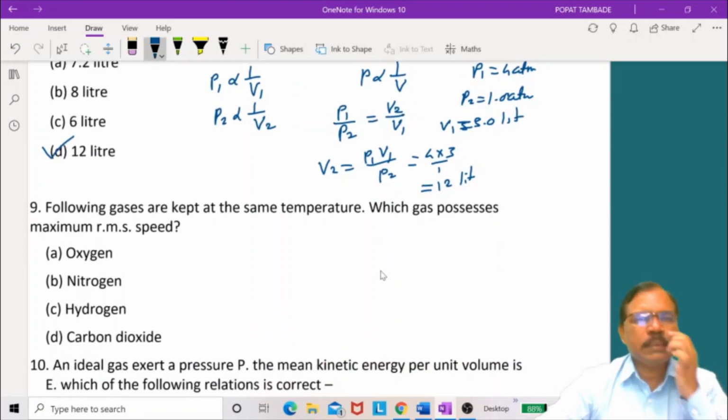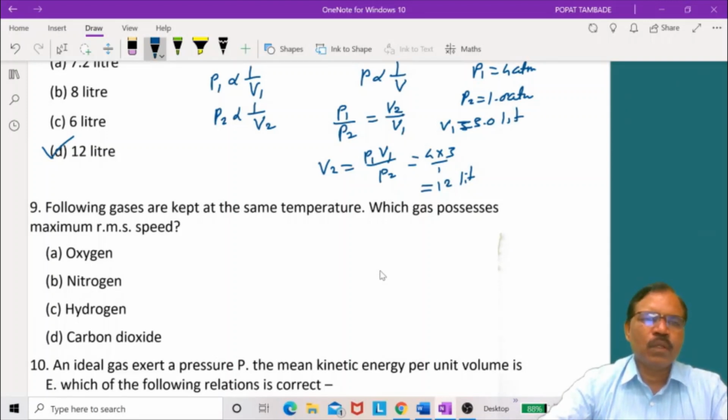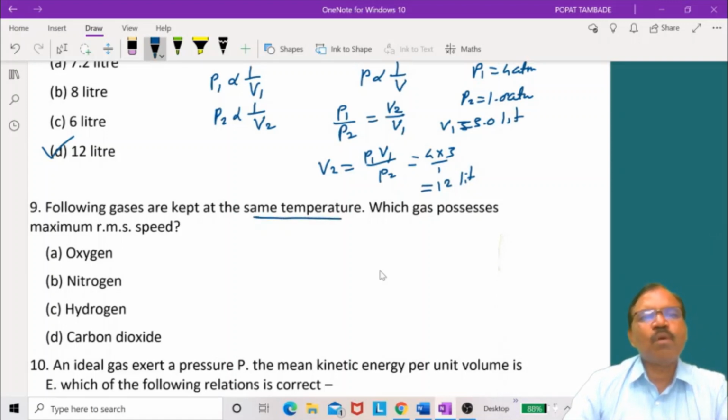Now following gases are kept at the same temperature. Which gas possesses maximum RMS speed? Four gases are given: oxygen, nitrogen, hydrogen and carbon dioxide. And their temperature is the same. So which one will have more RMS speed?